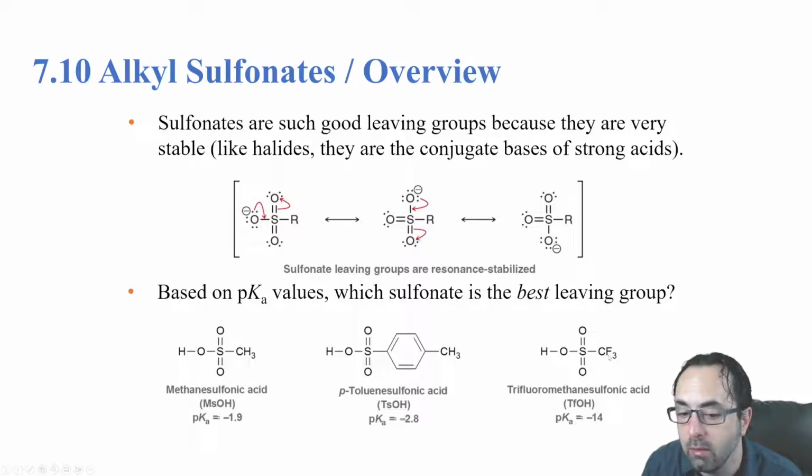But this is a great leaving group, right? We can see that due to its pKa, that tells us that the conjugate base has a very stable negative ion here.